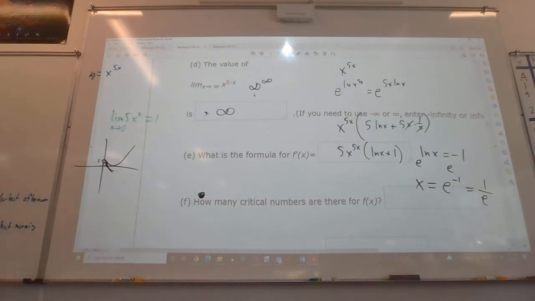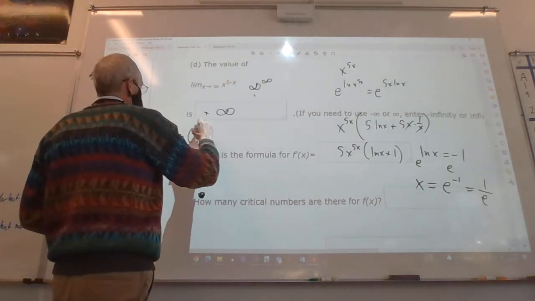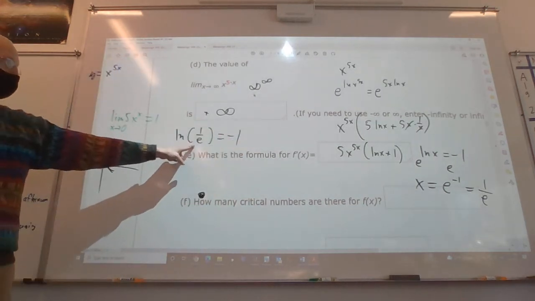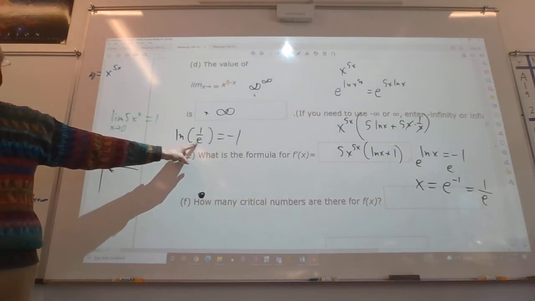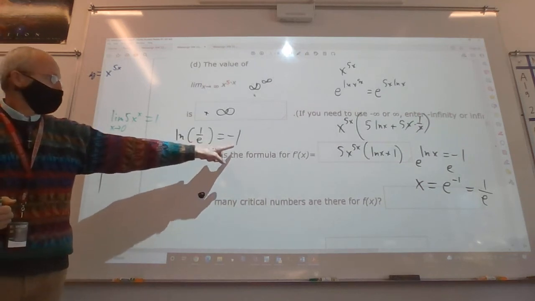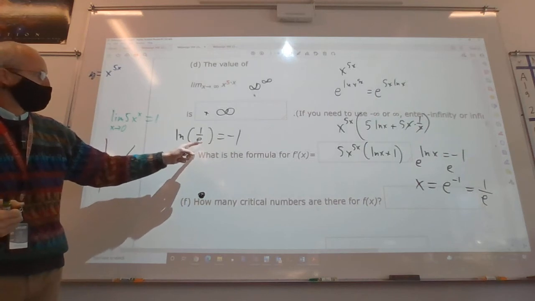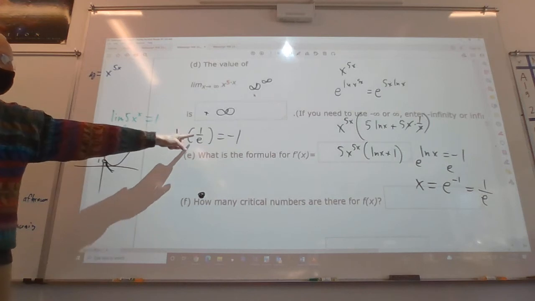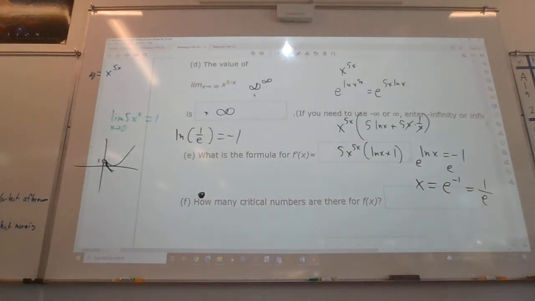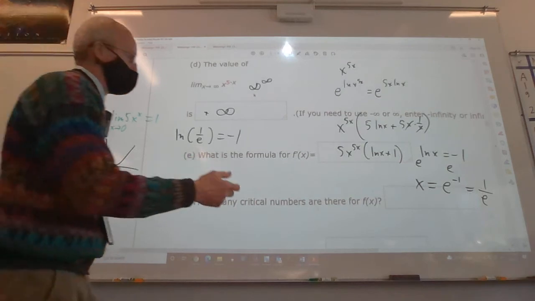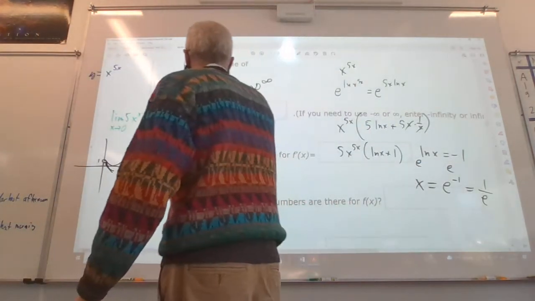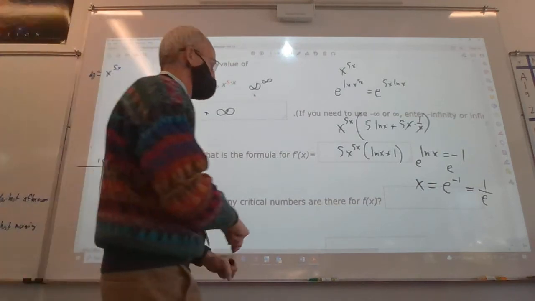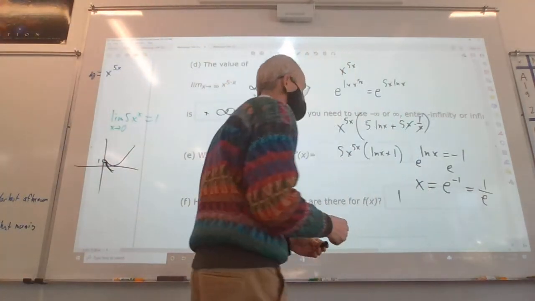In other words, ln of 1 over e is equal to negative 1. That's because e to what power gives you 1 over e? Remember, ln returns the power. So the power is negative 1. E to the negative 1 is 1 over e. Backwards, but all right, so there you go. We have one critical number, which is 1 over e. How many critical numbers are there? Just one.